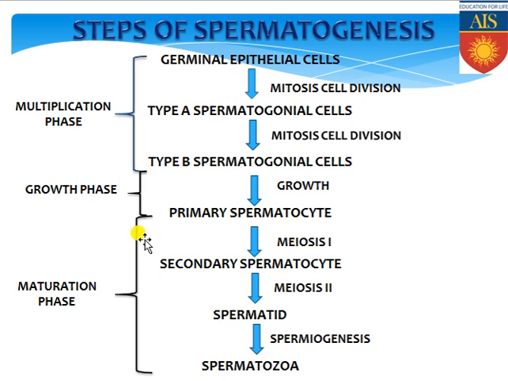Okay, so these entire 3 steps, starting from the primary spermatocyte, are under the maturation phase, because the formation of the spermatozoa is taking place. What spermiogenesis is and what happens in it, we will discuss in the next slide. But before going to the next slide, I want to say that there are 3 phases within spermatogenesis: multiplication phase, growth phase and maturation phase, and these are the steps.